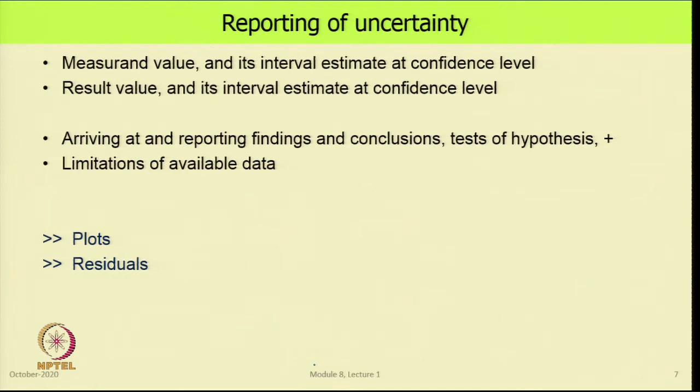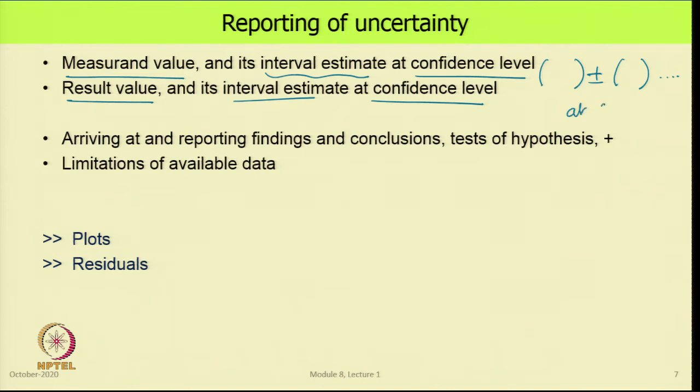As we have said, whenever we report data, report a result, report a measurement, whether it is a measured value or a result value, we must always give the interval estimate at a certain confidence level. So, it is both a mean value or a nominal value plus minus something with its units at some confidence level. Whenever we report data, we should not say there is a number, we should always say there is an interval. This is our first thing that we have learnt in this course.